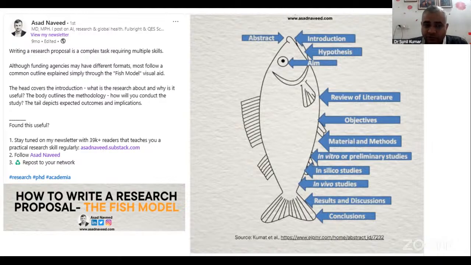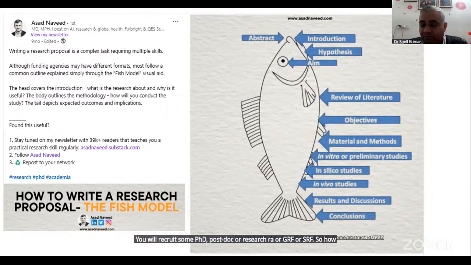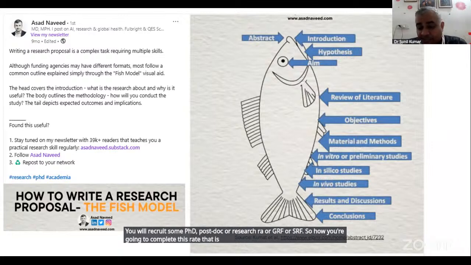You are going to help scholars. You will recruit some PhD, postdoc, or research RA, or JRF or SRF. So how you're going to complete the study, that is a different part. This is the only model which is telling how you can prepare a frame and how you can complete the things.